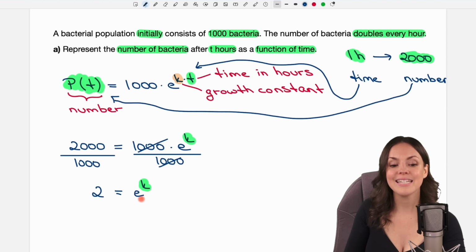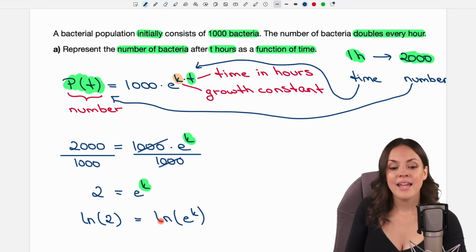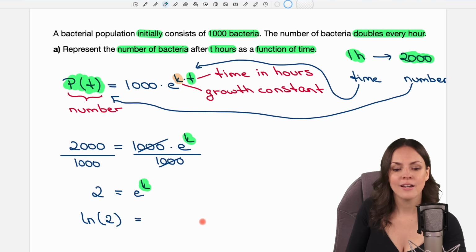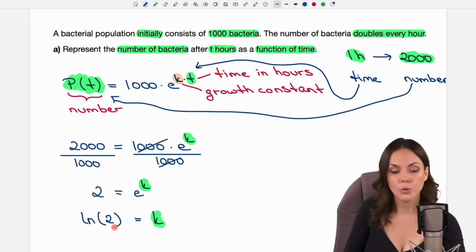We can get rid of this e by applying the logarithm on both sides of the equation. And I'm going to use the logarithm to the base e, so that is ln of 2 on the left side and ln of e to the power of k on the right side. And the ln and the e cancel each other out, and only our exponent here is going to be left on the right side. So we only have k on the right side, and we solve for k. K equals ln of 2.